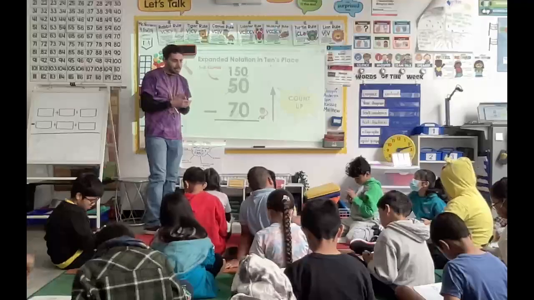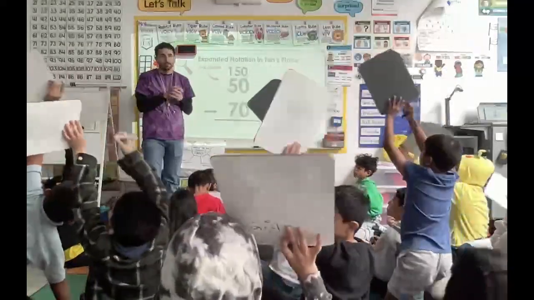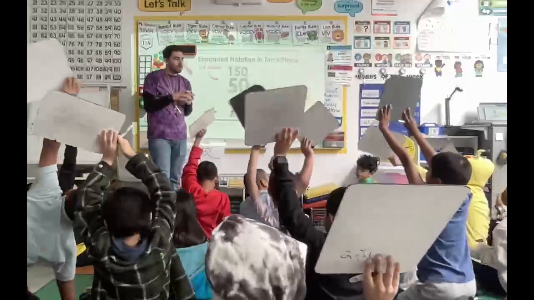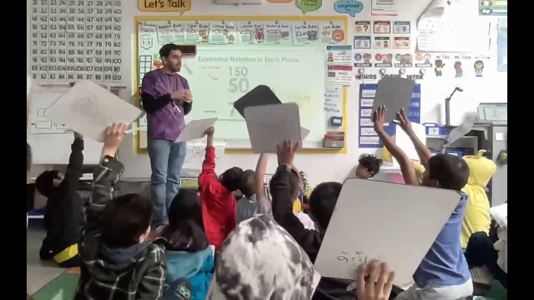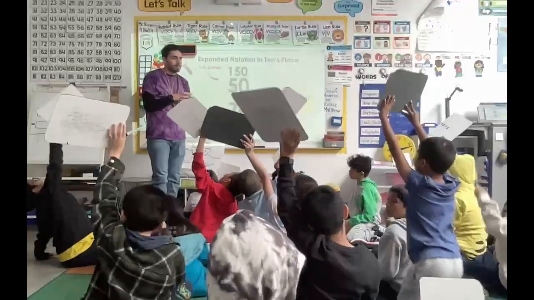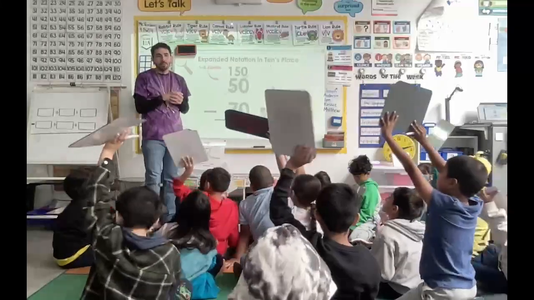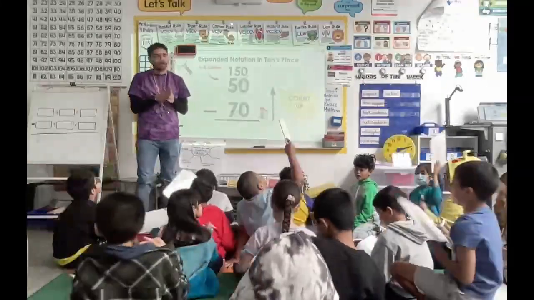Show me your whiteboards in 3, 2, 1. Show me. Wait on a few more whiteboards to be in the air. Even if you're not done, that's okay. Just show me what you have so far. Waiting on Rylan. Waiting on Casey. What's the difference? 80. 80.